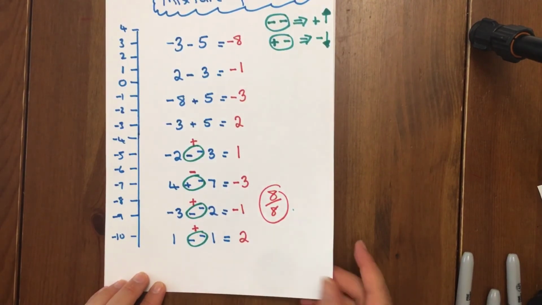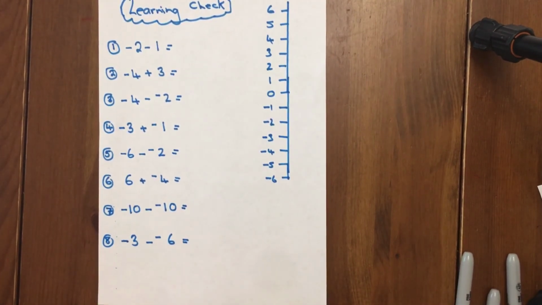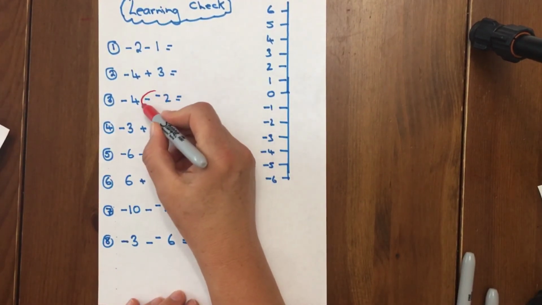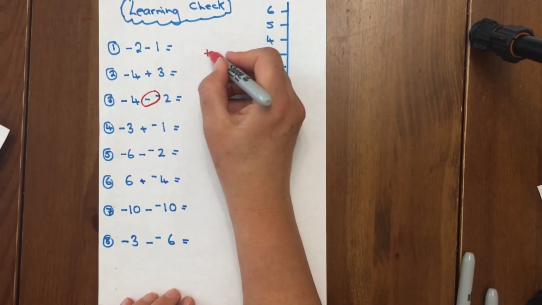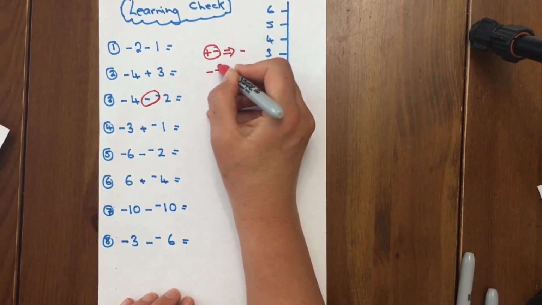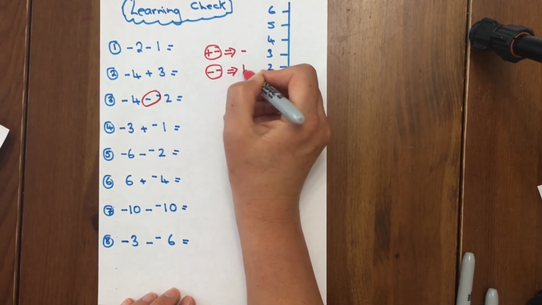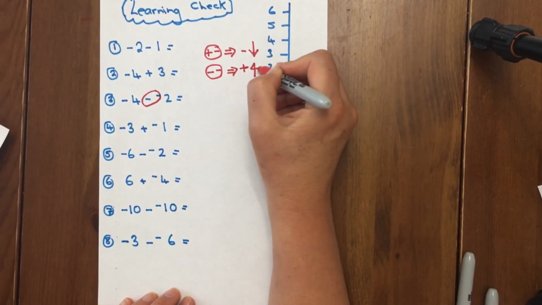Now your turn. This is your learning chat. This is what I want you to send to me, please. There are another 8 questions, a mixture of all sorts. I'm not going to help you at all, but remember, if you've got 2 signs touching like here, circle them and change them using the rules. Plus and a minus changes to a minus, and minus and a minus changes to a plus. Minus, go down the number line, plus, go up the number line.